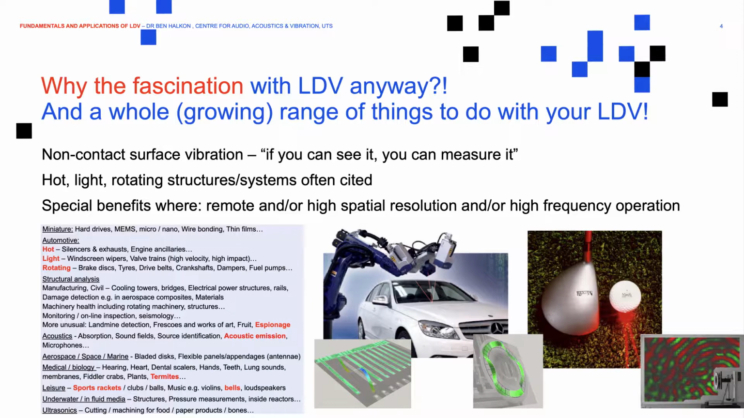Essentially, laser vibrometry is a non-contact surface vibration measurement technique, and if you can see the thing that you're interested in, then you can make a measurement from it. There are some constraints to operate within, of course, as there always are, but we've historically talked about being able to use this technology to make measurements from hot, light and rotating structures or systems. This was an early catch-all for why we would want to use laser vibrometry instead of traditional contacting transducer techniques. And these are obvious applications.